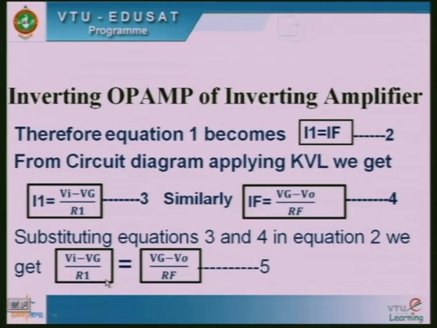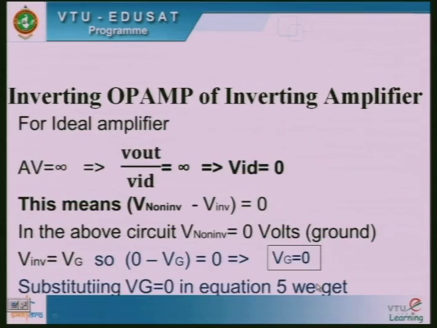So, we have proved the inverting amplifier. With I1 and If, finally we got V0 or Vout as equation number 6, that is minus Rf by R1 into Vin. Therefore, that proves that the above circuit works as an inverting amplifier.